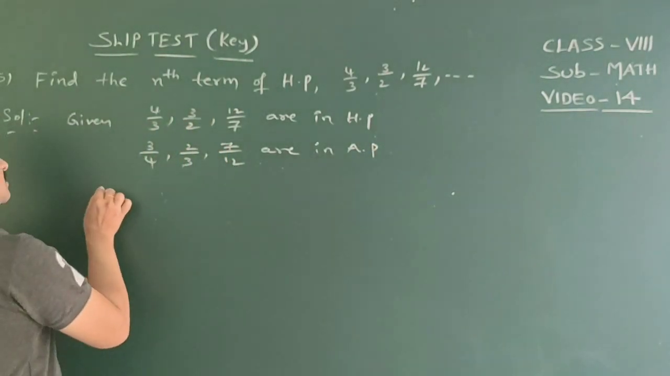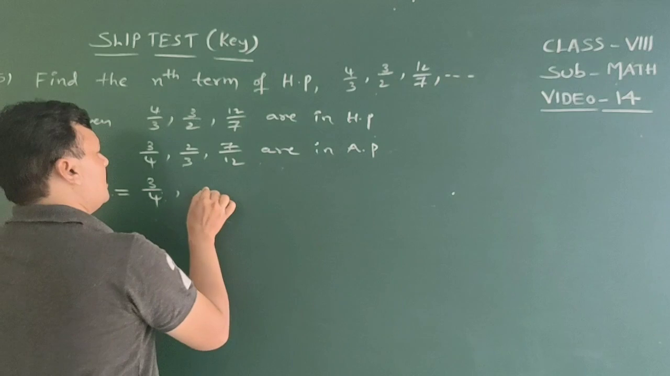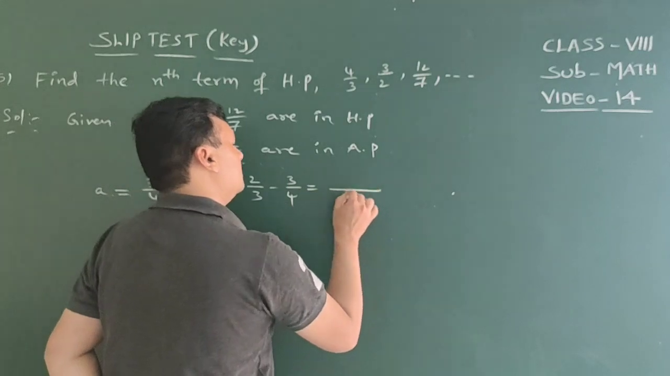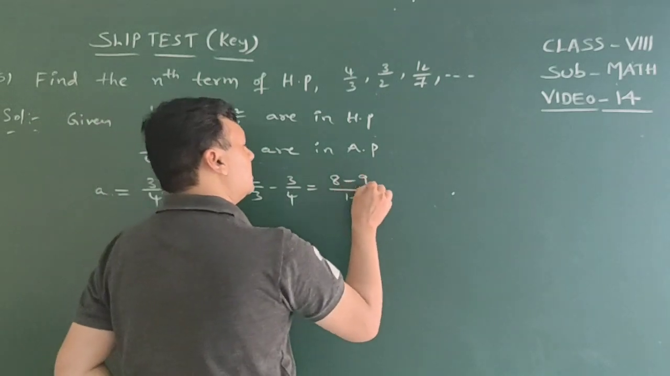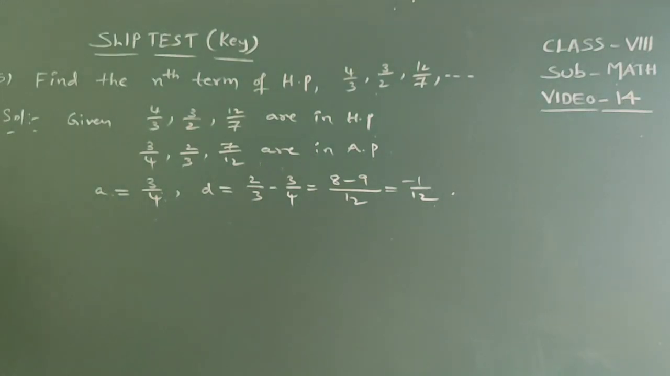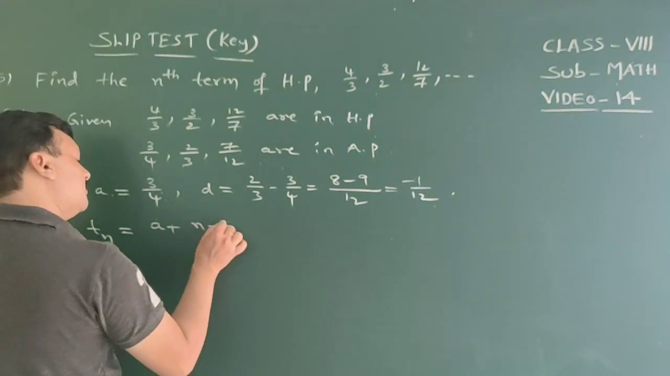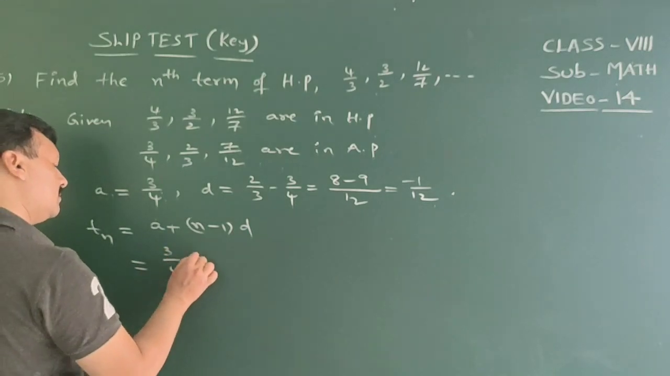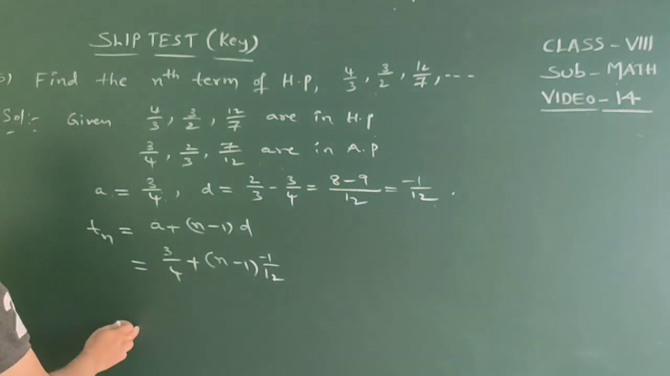In AP, the first term A equals 3 by 4 and D equals 2 by 3 minus 3 by 4. Here 12 is the LCM. 4 2s are 8 minus 3 3s are 9, which means minus 1 by 12 is the D. Now Tn in AP is A plus n minus 1 into D. Here A means 3 by 4 plus n minus 1 into D, which is minus 1 by 12.